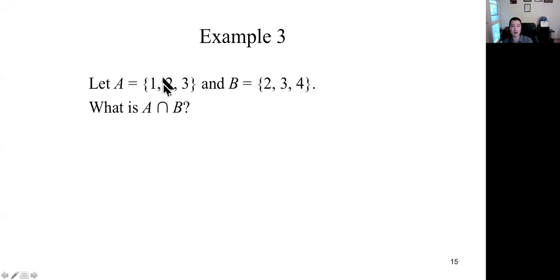If event A is 1, 2, 3 and B is 2, 3, 4, what is A and B? Both A and B occur when we have 2 or we have 3, right? So both event A and event B have number 2 and number 3. So A and B will be the event including 2 and 3.